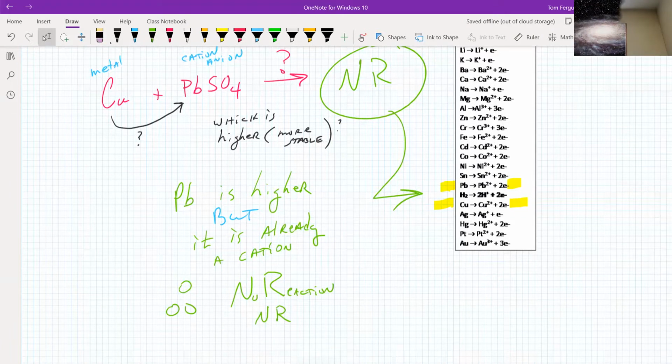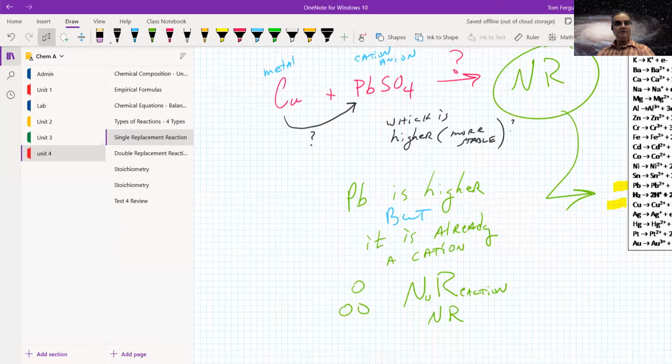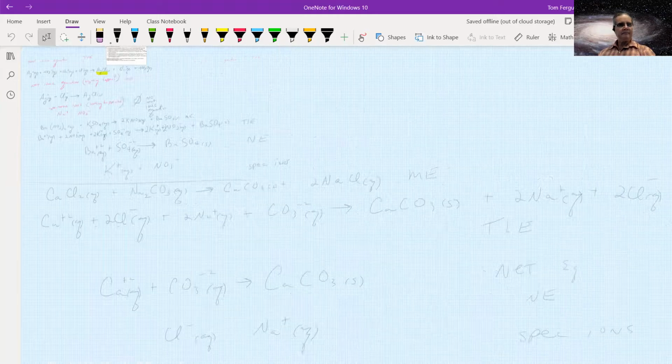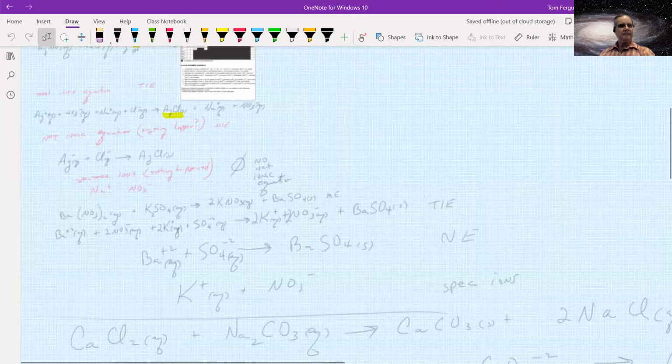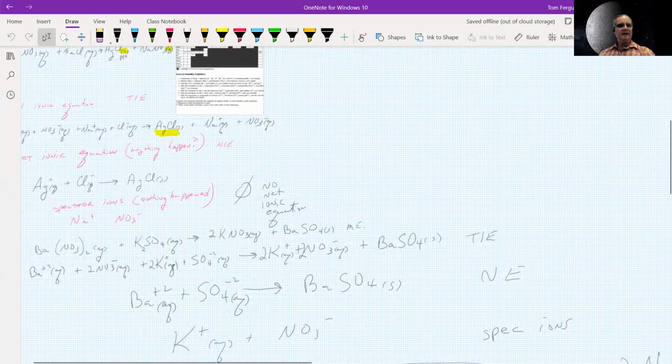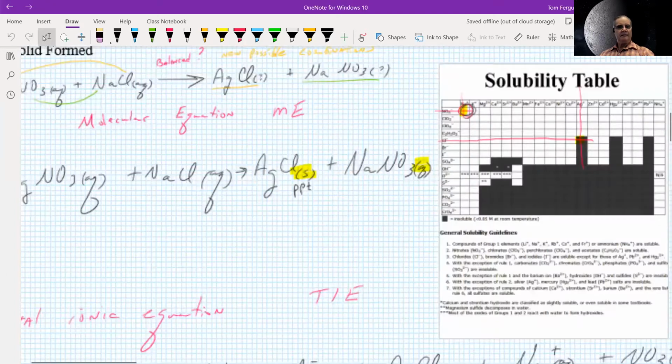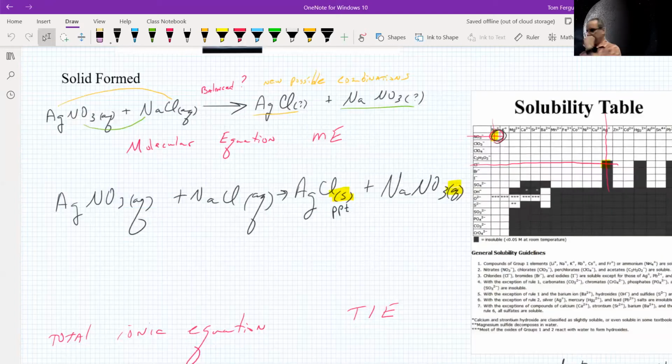Okay, so those are 2 situations with single replacement. The metal on the left has to be above the other one. If it is, it happens. If it's not, it won't happen. Black or white. Okay, so let's go to double replacement now. In double replacement, instead of one being replaced, they're both replaced.